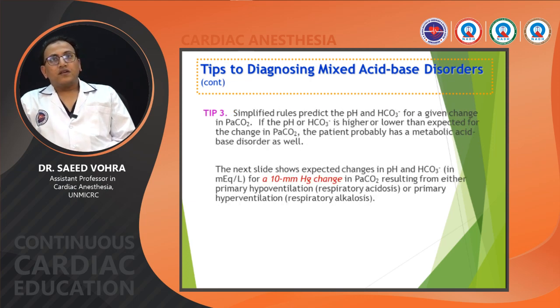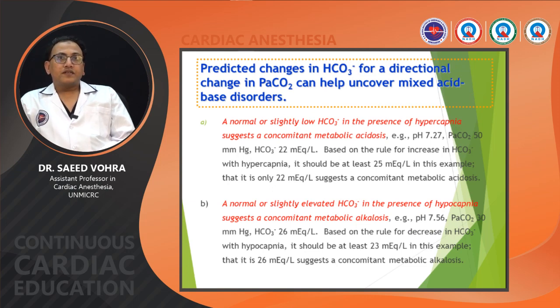Tip 3 is to use simplified rules to predict pH and bicarbonate for a given change in CO2. If the pH and bicarbonate are higher or lower than expected for the change in CO2, as explained in earlier slides, the patient probably has a metabolic acid-base disorder as well. Predicted changes in bicarbonate for directional change in CO2 can also help in uncovering a mixed acid-base disorder. A normal or slightly low bicarbonate in the presence of hypercapnia suggests concomitant metabolic acidosis. Similarly, a normal or slightly elevated bicarbonate in the presence of hypocapnia suggests concomitant metabolic alkalosis.